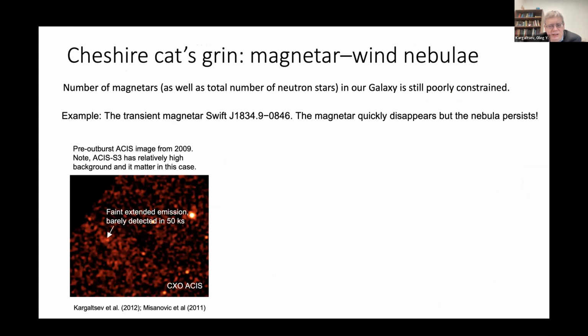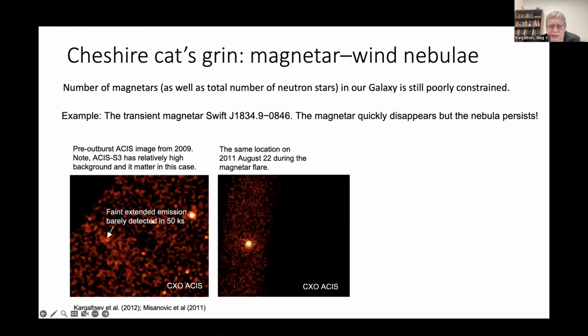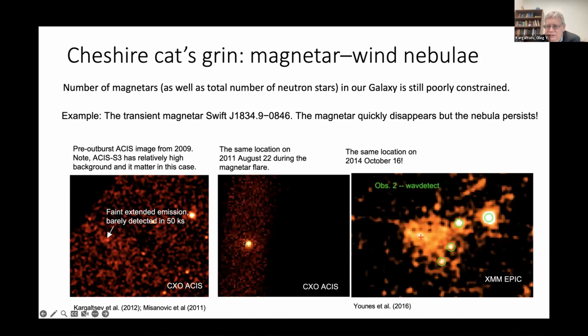There's something else very interesting that X's can do, which is really difficult to do now with Chandra and XMM: seeing magnetar wind nebulae. Magnetars are bright in outbursts, but some of them are very dim when they are not in outburst. This is an image of a magnetar which was not known. There's just really faint extended emission here, maybe a 3 sigma detection. When the magnetar goes into outburst, the emission disappears, but this faint emission remains, it just becomes a bit brighter. And so finding things like those, which point to quiescent magnetars, is something that X's can do.